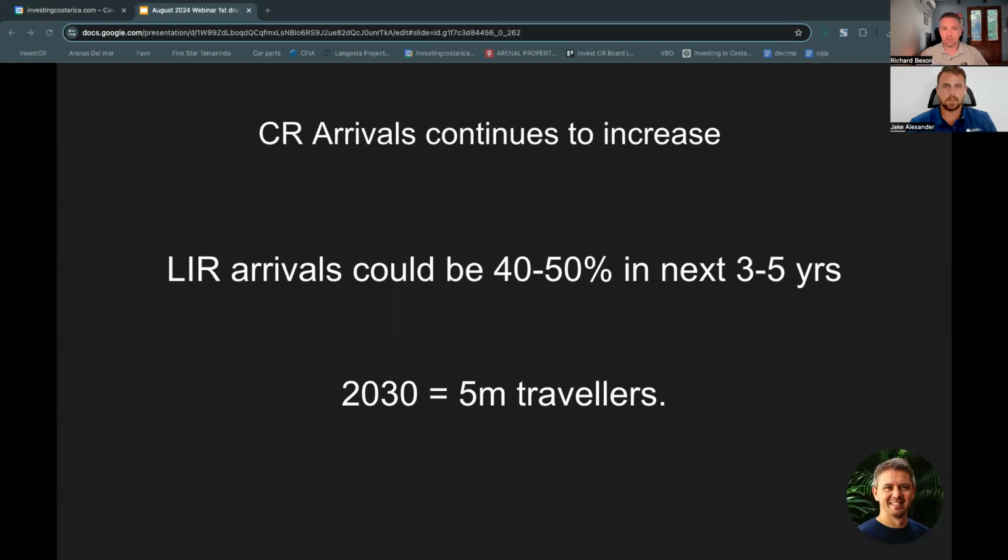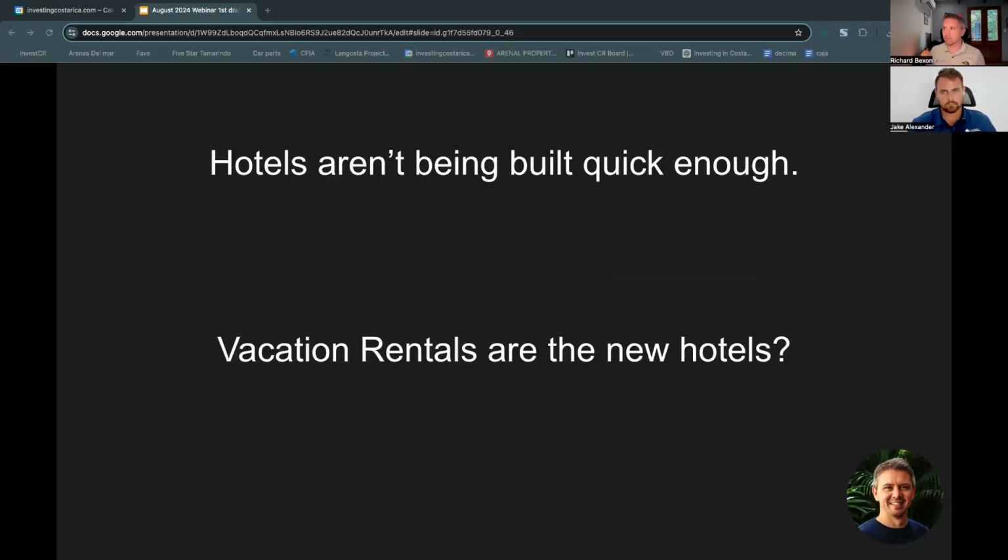In 2023, we saw 2.47. We'll probably see about 2.8, 2.9 this year. And I think that over the next 5 years, you'll probably start to see it get to about maybe 3.5, maybe even touching 4 million travelers there, guys. And I think, again, you're going to start to see that trend push towards Liberia as well. So, again, as I said, you just need to bear that in mind when making an investment in Costa Rica.